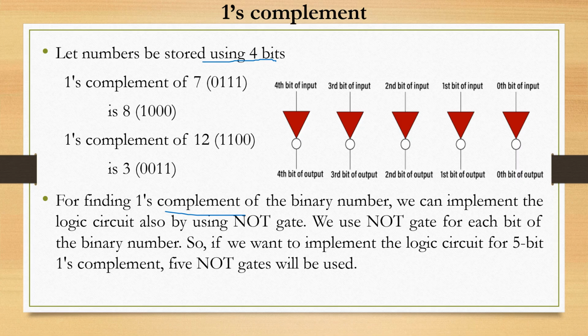Now further, there is an issue if we use 4 bits for representation of the number. Suppose we represent 7 using 4 bits, then the number will be 0111. Now if we apply the ones complement here, we get the number 1000, which represents 8. Now, if we represent 12 using 4-bit representation, the number will be 1100. And if we convert it into ones complement format, then we get 3, which is 0011. Okay, so this is how the number system works.